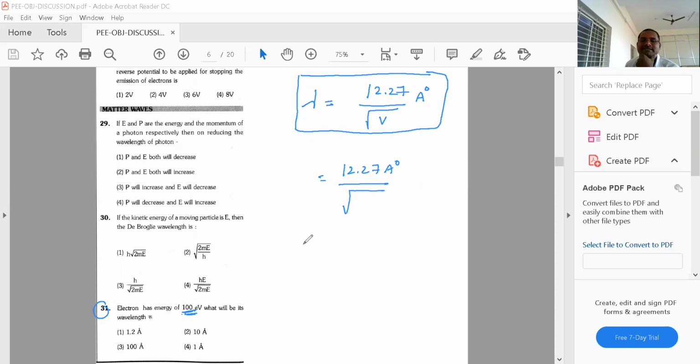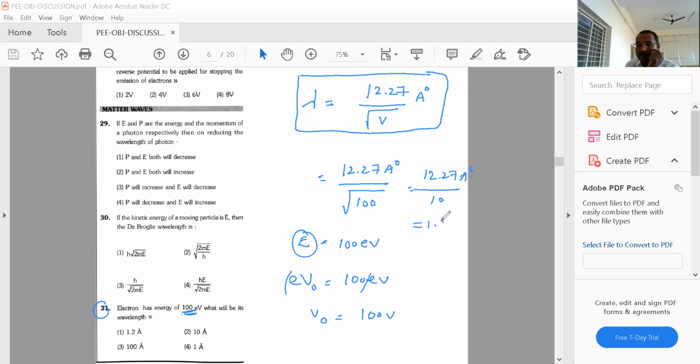100 electron volt energy means energy is equal to 100 electron volt. We can write eV as the potential difference, so electron cancels and the potential difference is 100 volt. So I am writing 100. 12.27 angstrom by root 100, which is 10, becomes 1.227 angstrom, about 1.2 angstrom. Where is it there? See, 1.2 angstrom here. Option 1 is the right answer. This is how you can do it.